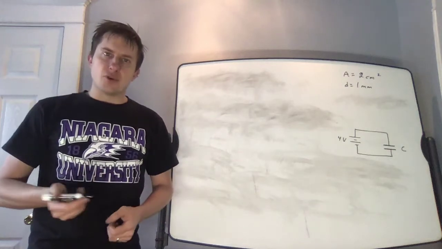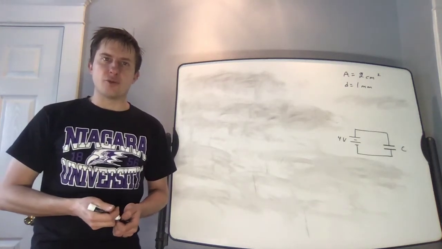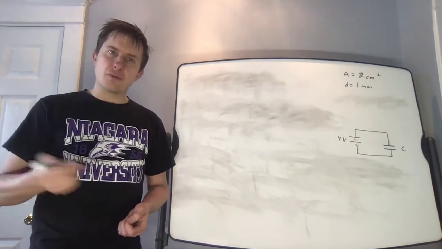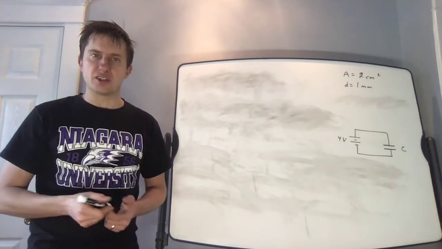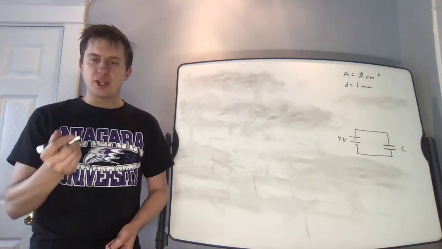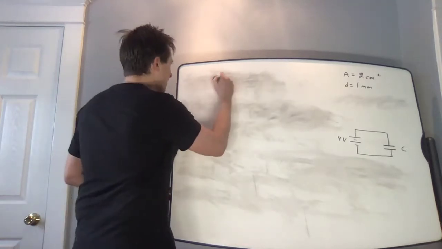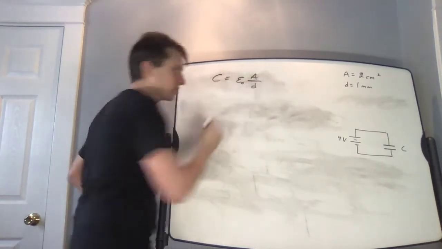In this first example, we are going to answer some questions about a parallel plate capacitor that is connected to a battery. We are told the surface area of the plates is 2 square centimeters and the distance between the plates is 1 millimeter. Therefore, because we are working with a parallel plate capacitor, we could say the capacitance of this capacitor will be given by epsilon naught A over D.